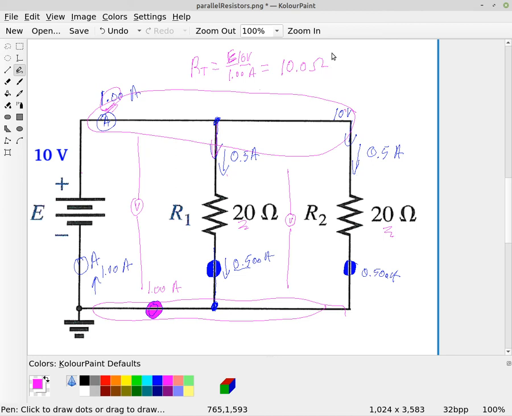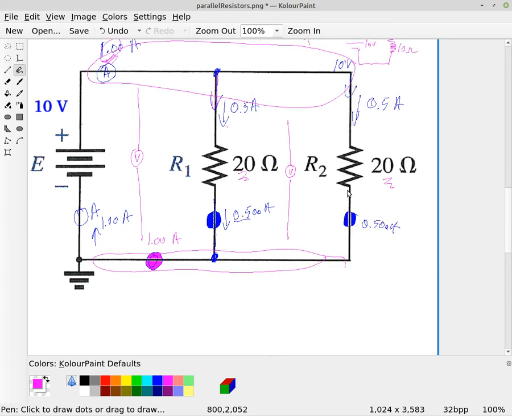Okay, so look at this. We have two 20 ohm resistors in parallel, and the result is one resistor of 10 ohms. So the equivalent circuit here would be the 10 volt battery feeding a 10 ohm resistor. Not a 20 ohm, not a 40 ohm, but a 10 ohm resistor. So resistors in parallel result in less resistance than any of the individual resistors.